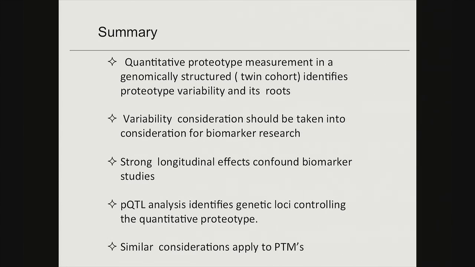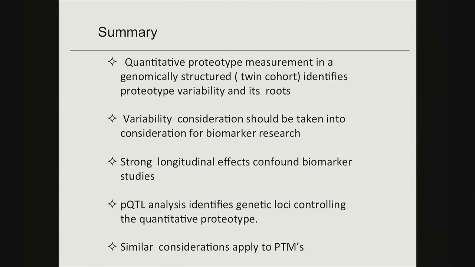We see that strong longitudinal effects confound biomarker studies. If someone is doing biomarker studies, we can identify pQTLs, loci that control the quantitative proteotype. Although these were, again, not a large number of proteins, about 340 proteins, if one did this with a 10-fold higher number, one would probably get a very interesting network of loci that control the abundance of specific functions.